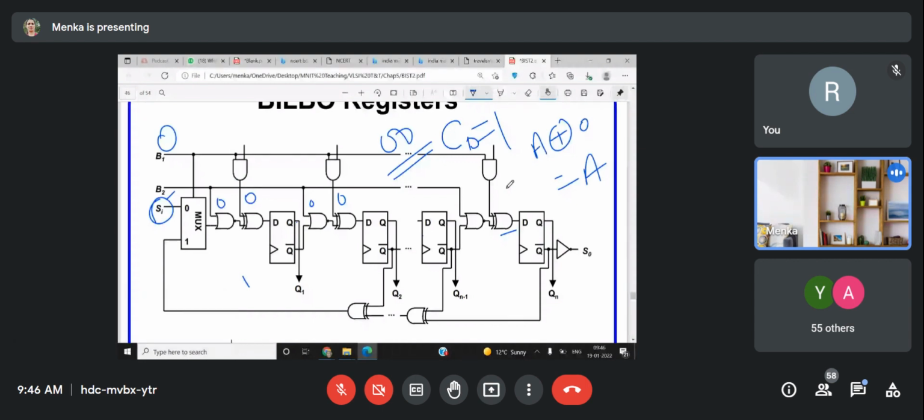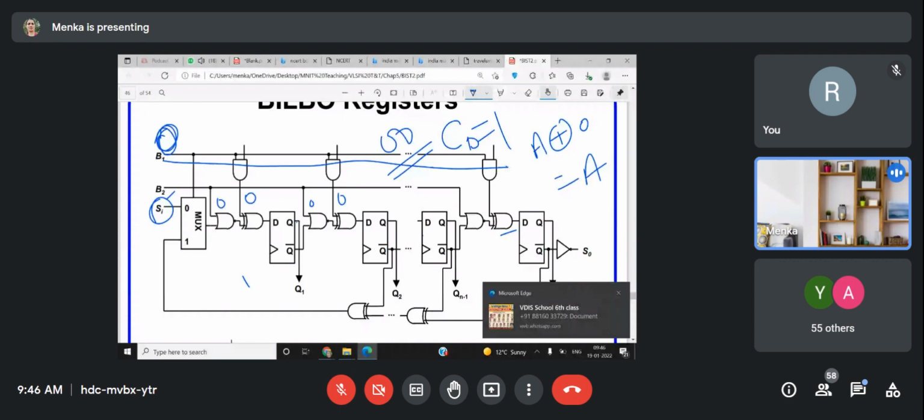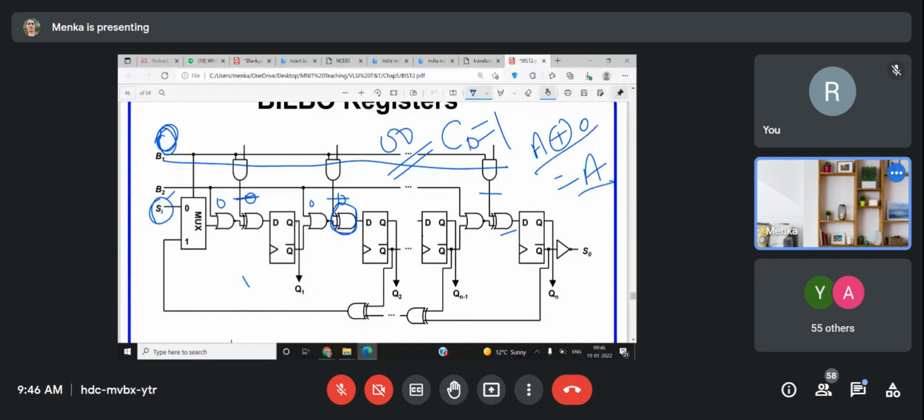So this is 0. So if this is 0, can I remove all these things? Can I remove this as well? Because 0 means nothing, right? 0 means the XOR gate is having 0, so one branch of the XOR gate being 0 means it is nothing. Yes or no? What you have to do? A XOR 0 is A only. So can I do the direct connection from this to this? Yes, ma'am.